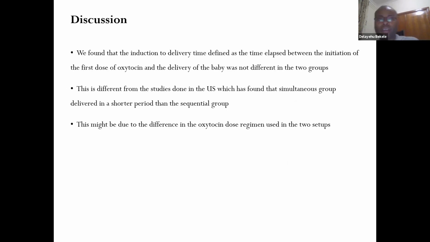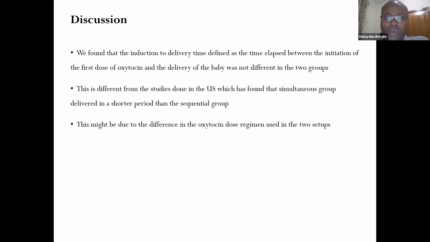So we have found that the induction to delivery time, which is defined as the time elapsed between the initiation of the first dose of oxytocin and delivery of the baby, was not different between the two groups. And this is different from the studies done in the US, which found the simultaneous group delivered in a shorter period than the sequential group.